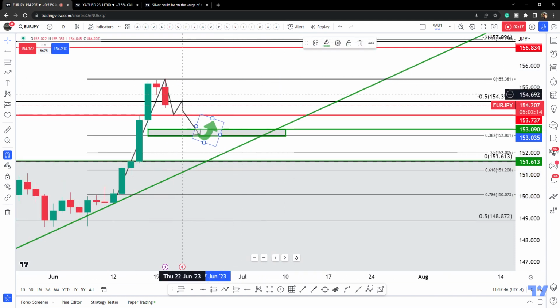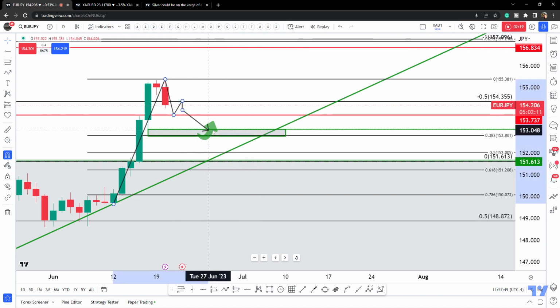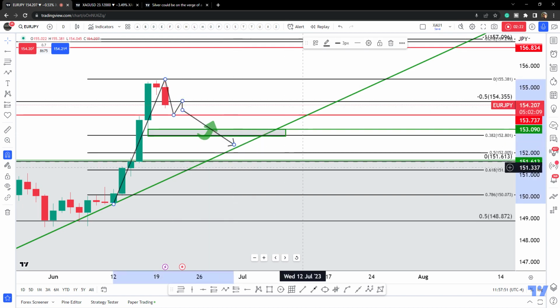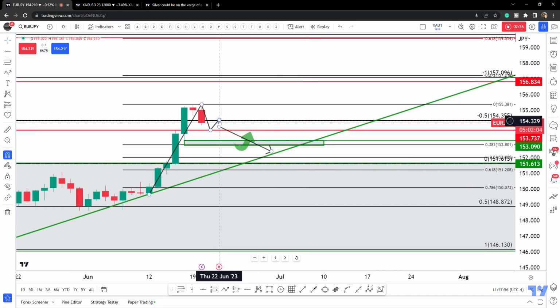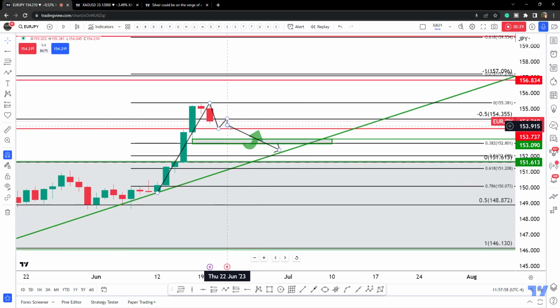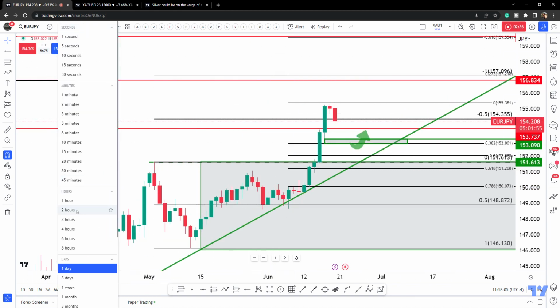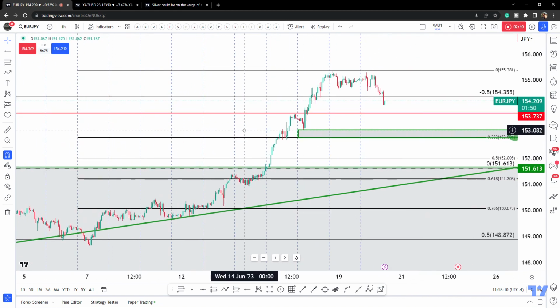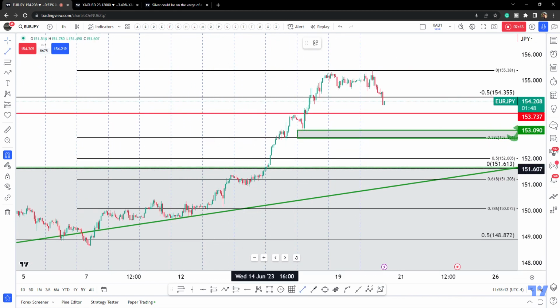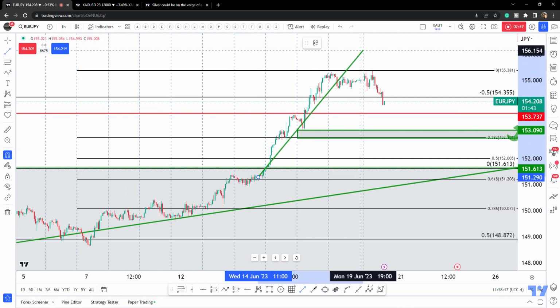Or we could even see a retest of the trend line at this juncture. But that is yet to be seen. So we're just going with the flow, and the flow is to the downside. If we come into the near-term chart, we can look at the correction unfolding from a lower time frame, noting that we're breaking this bullish trend.